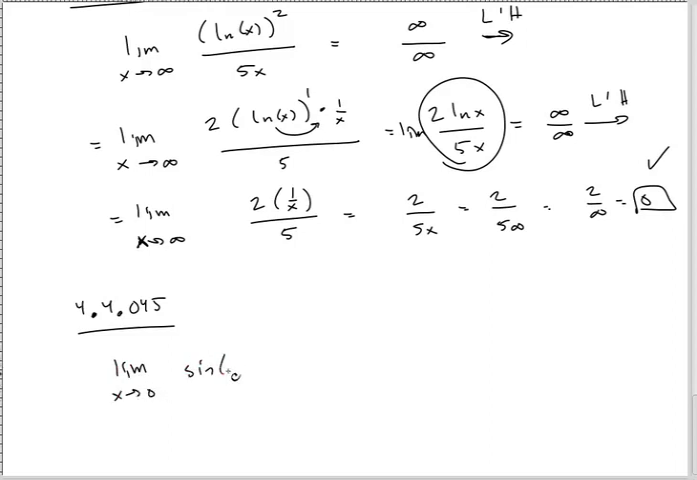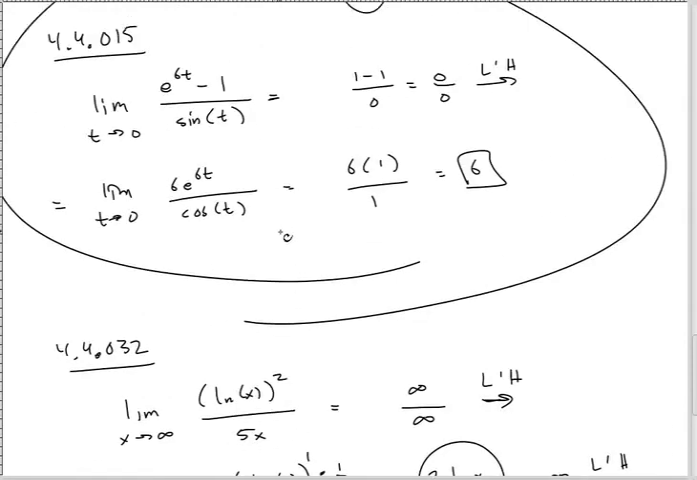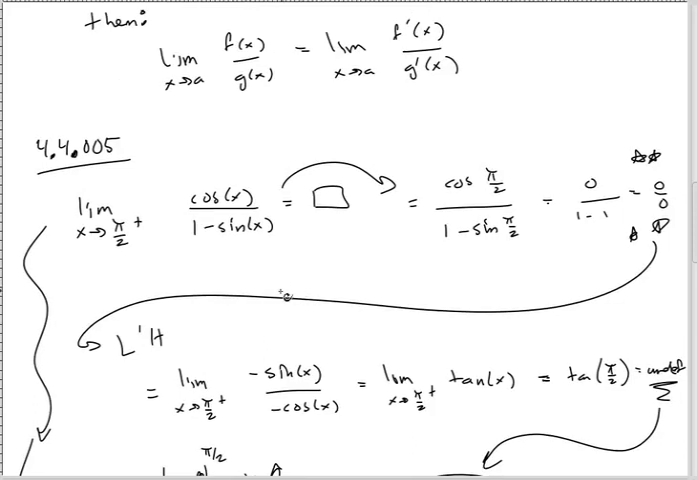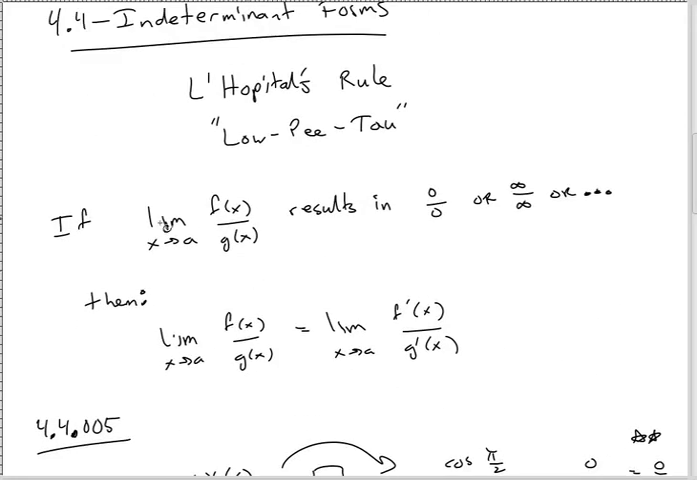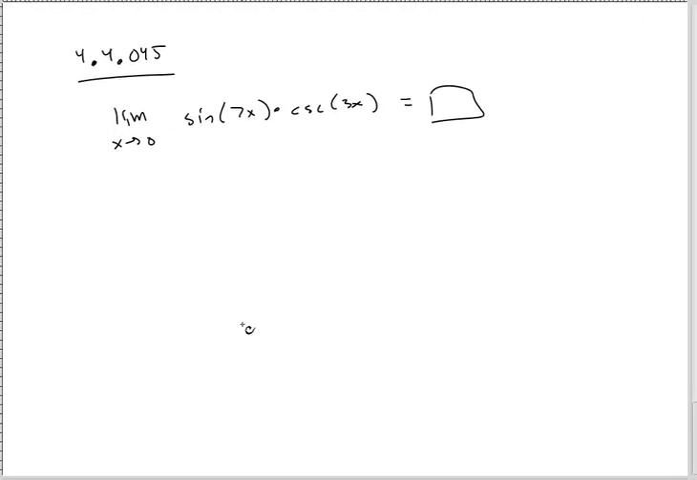I got sine of 7x times cosecant of 3x. Now, all of the other problems have been blatant. And what do I mean by that? This is a fraction. This is a fraction. This is a fraction. And we need a fraction. See, it's a fraction. We need a fraction in order to get this L'Hopital's to work. Okay, so we need a fraction to get things to work. And this one doesn't have a fraction. And so it's not as blatant.